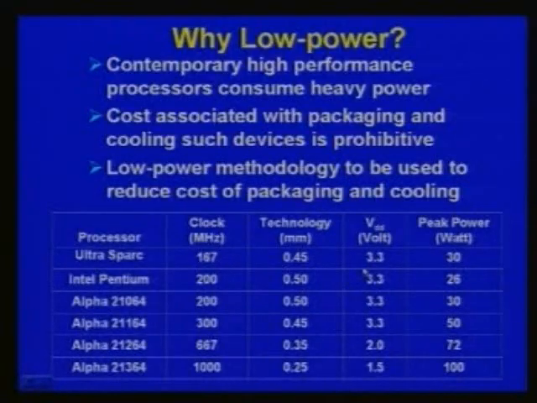This is a little older picture, and as you keep on decreasing the size, the supply voltage is also reduced to reduce power dissipation. In spite of that, as you can see, the peak power dissipation has increased from 30 to maybe 100 watts. Most of the high performance processors being used nowadays consume 100 watts. To dissipate 100 watts, you have to develop suitable cooling and packaging techniques.